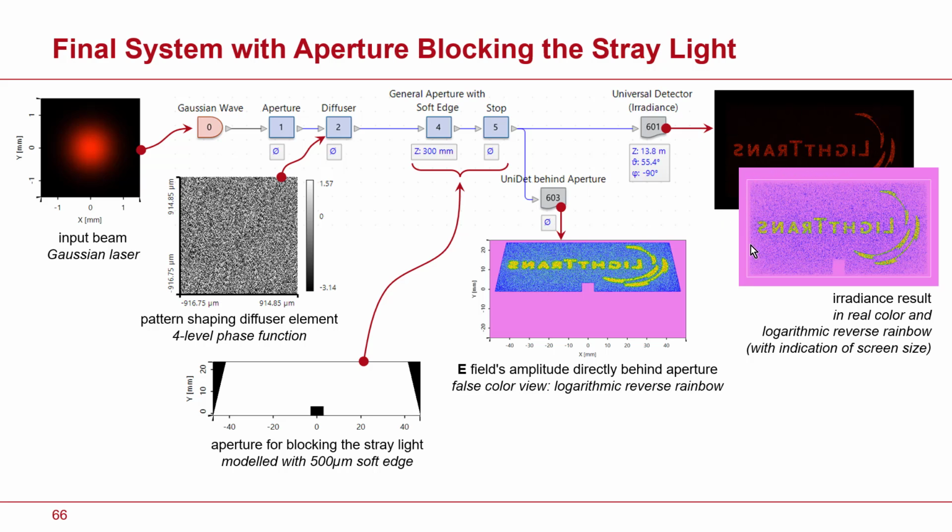And if I show it also in, again, the logarithmic reverse rainbow color scheme, you see with the indicated optimization region, which indicates also the projection area, that we have no light out, that everything is blocked. And inside we still have a certain security margin, and we have the pattern and also the cutout zeroth order. So nicely done. So now every one of you has the option to project the LightTrans logo on your building.